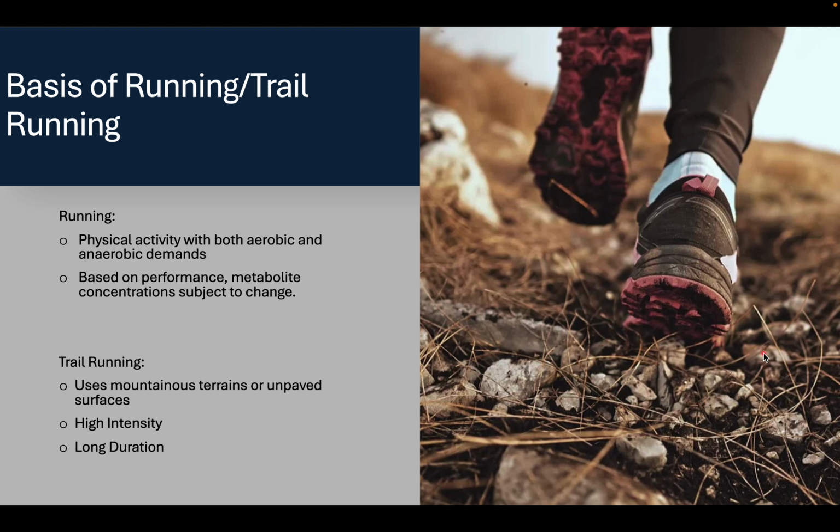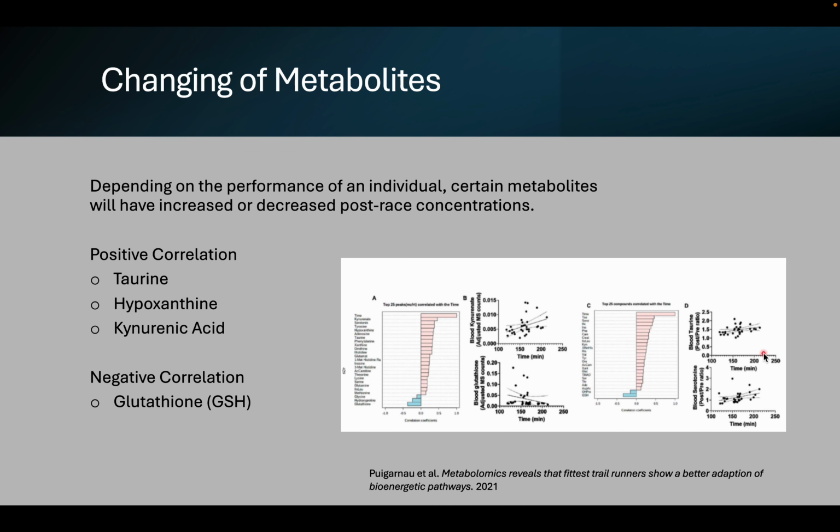Both running and trail running change certain metabolites, like I said, depending on performance, and this is due to how they're partitioned to certain pathways, how they're used up, how they're made, increasing or decreasing. So in this paper, they focus on 35 metabolites and how they change, and what we're focusing on today is how they change in regards to performance of an individual.